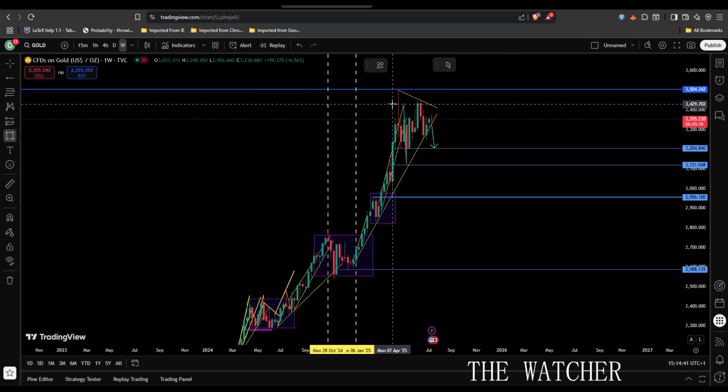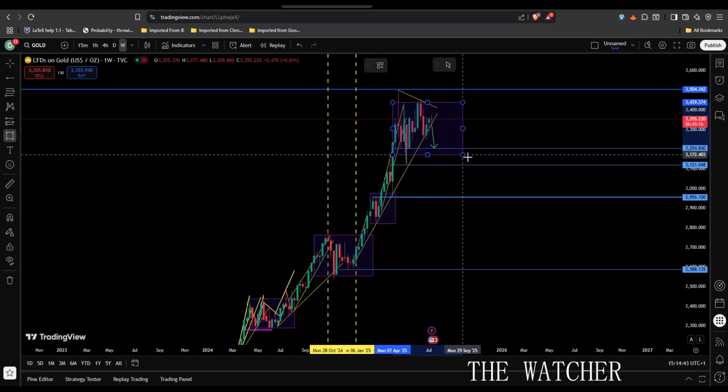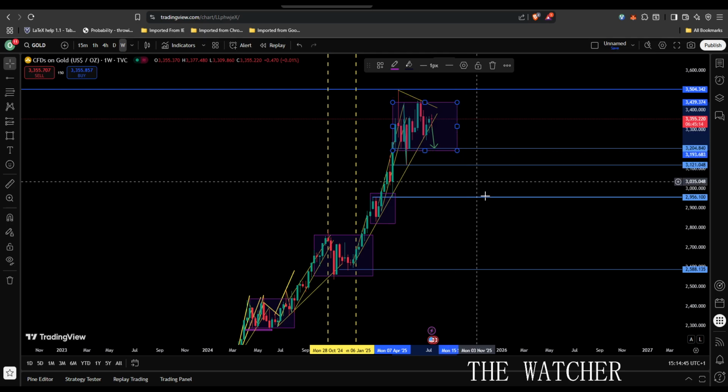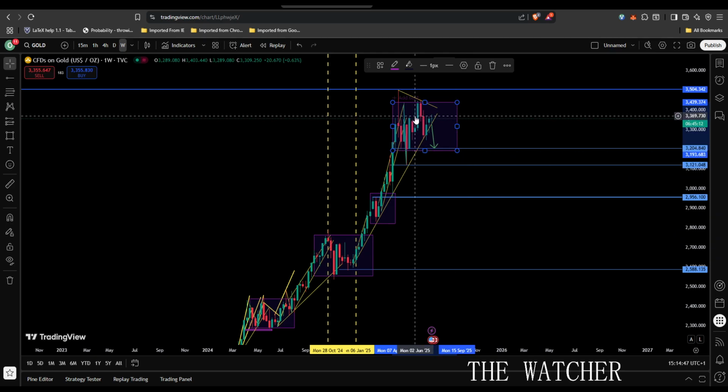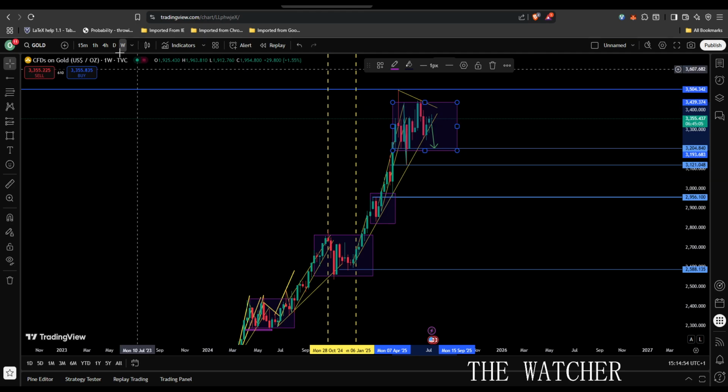Of course, generally it's expected that gold is going to 5,000. That's what a lot of people have predicted. But it can't just run straight to 5,000. So now we have gold on the weekly, so an uptrend.